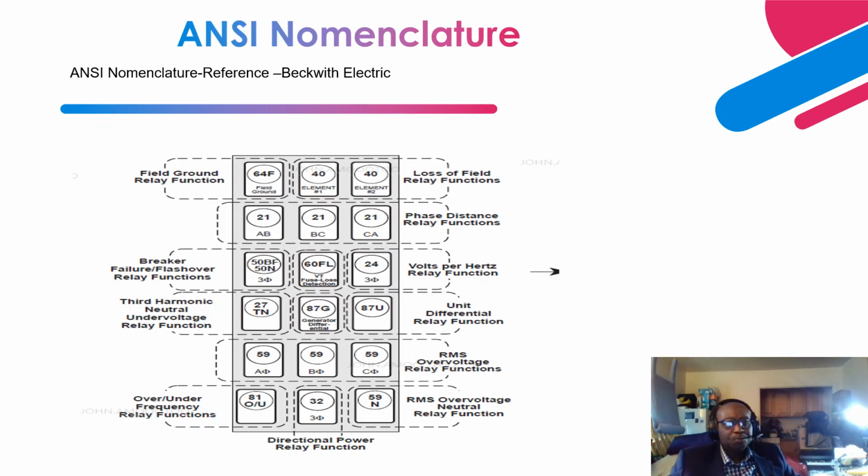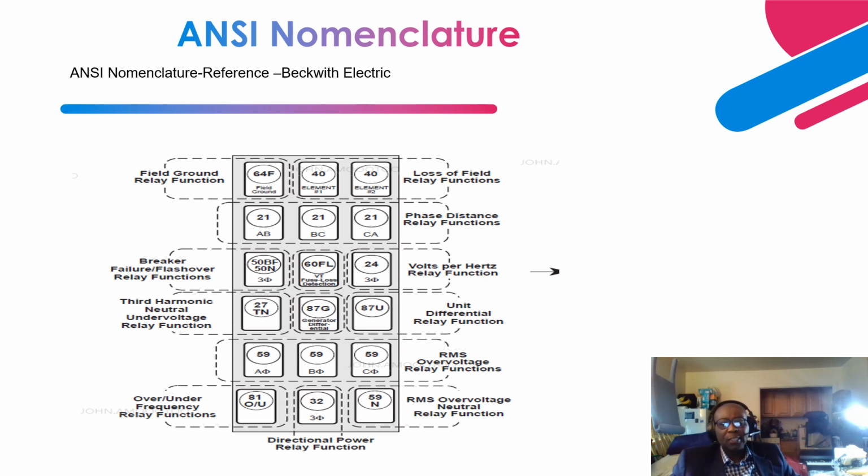Next, we'll talk about ANSI nomenclature. Like I indicated, protective relay engineers speak in jargon, utilizing numbers to talk to each other. So we'll go through the ANSI designated numbers that we use for generator protection. ANSI device number 40, right, is loss of field.